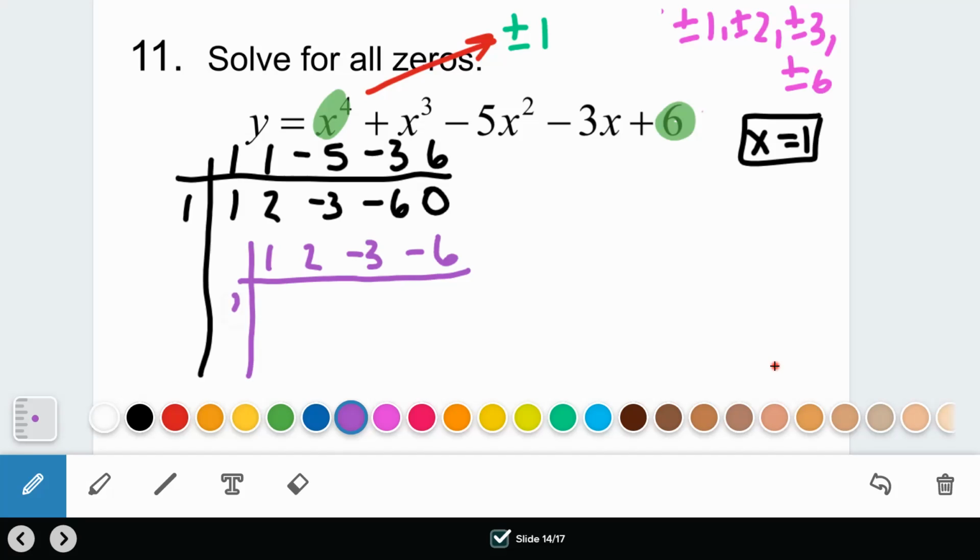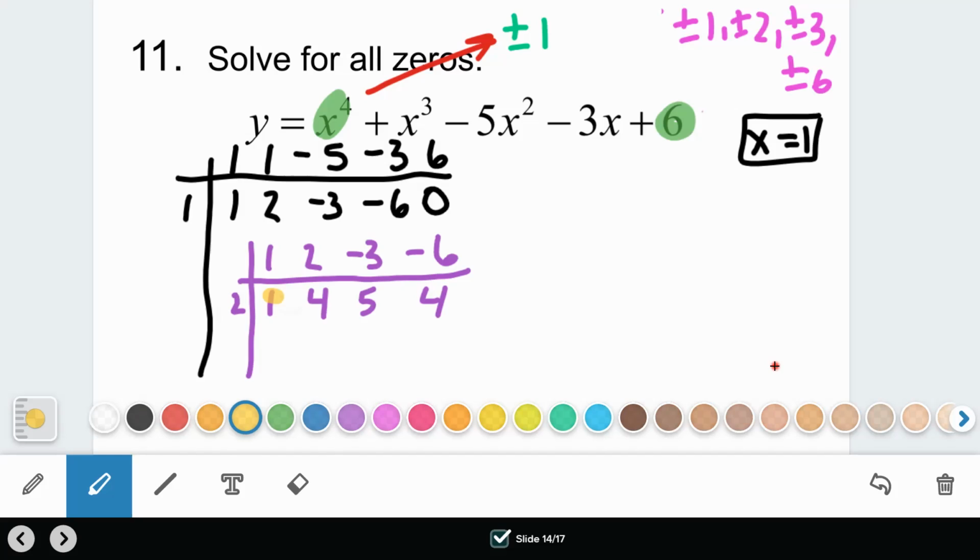Let's say I try 2. Bring down the 1. 1 times 2 is 2. I add it to 2, I get 4. 4 times 2 is 8. I add it to negative 3, and I get 5. 5 times 2 is 10. I add it to negative 6, it is 4. Since I got all positive numbers here, when I started with a positive 2, I've hit an upper bound. So I need to go a different direction.